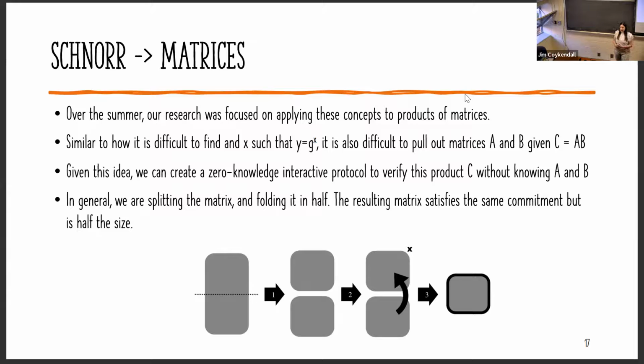So the way that we do this is, in general, we're splitting the matrix and folding it in half. We do this recursively. So we start with a little diagram. One of the people in our group created this. We split the matrix, fold it in half, and then we have a new matrix, and then we do it again. And we keep going until we have the desired size, and the dimensions just keep getting smaller. However, the resulting matrix still satisfies our initial commitments. So while the size is getting smaller, we're not changing what it is committing to.